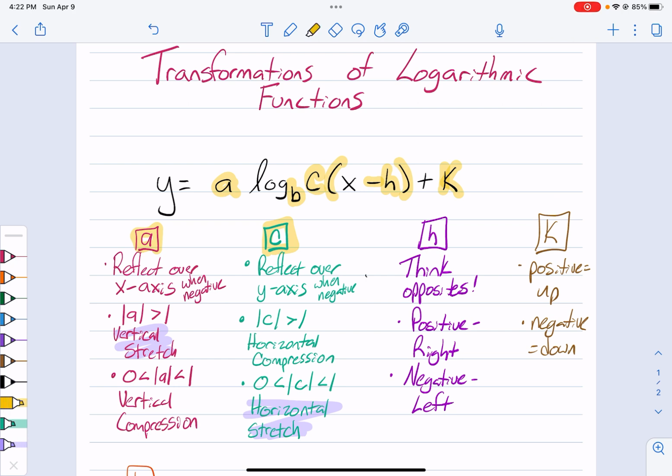For h, we have to think of, again, our opposites. If it ends up being a positive number, it's moving to the right, a negative number is to the left. So say it said x minus 2, that would mean h is a positive 2, it moves to the right. But if it had said x plus 2, then h would be a negative and it would move to the left. Think about your opposites. If k is positive, it moves up. If it's negative, it moves down. There's no difference there. It's just what exactly it is.